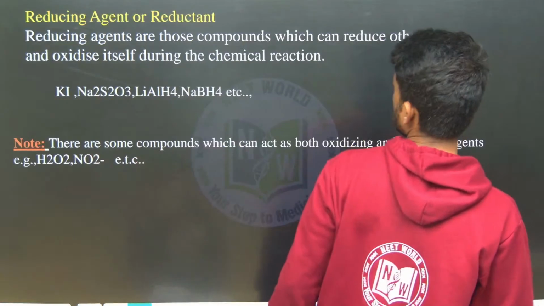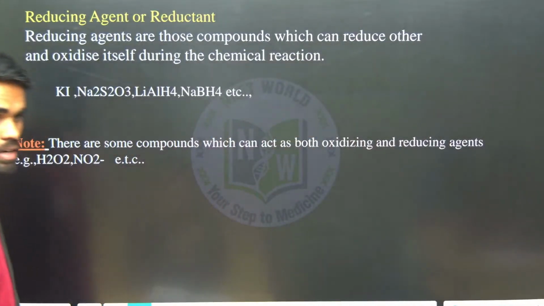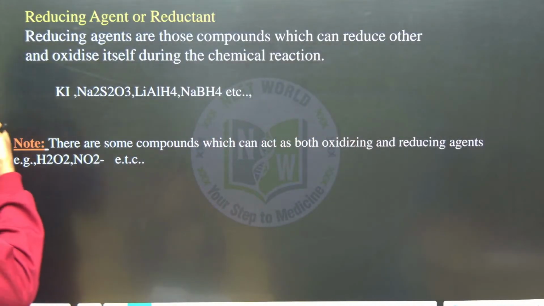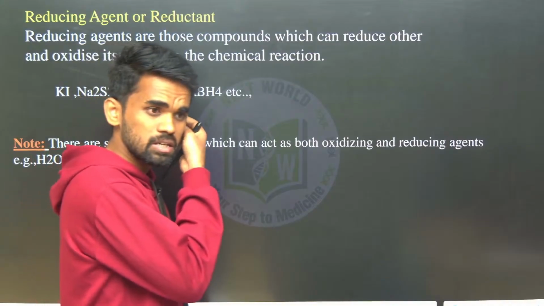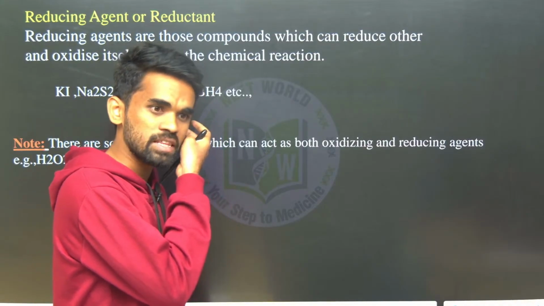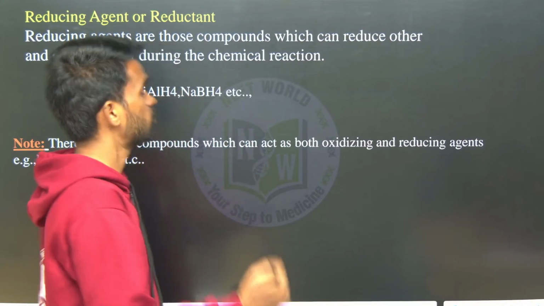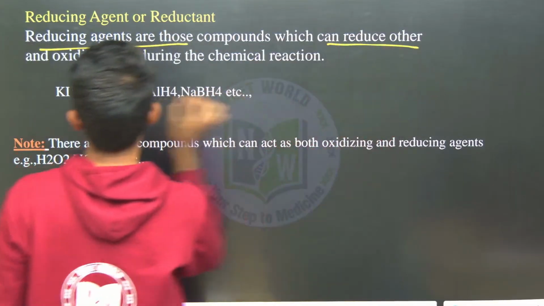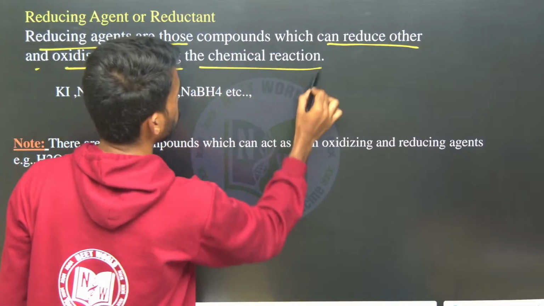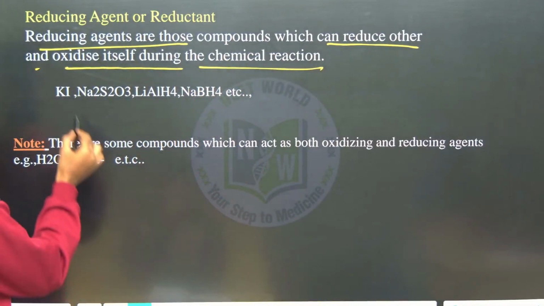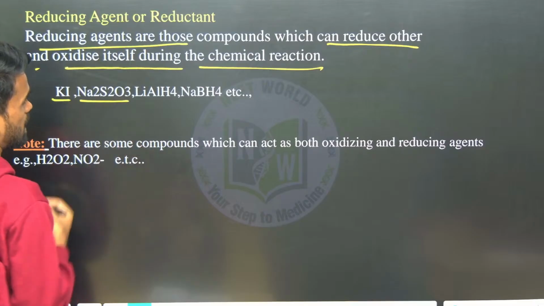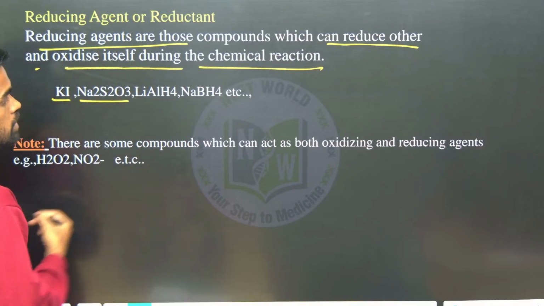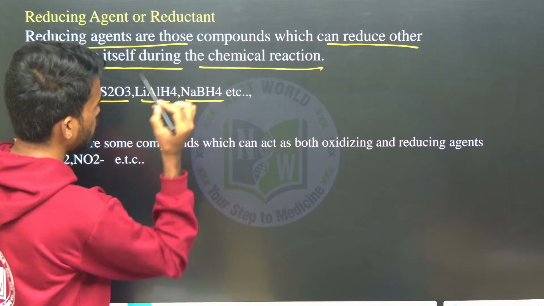Okay, and then the next term is reducing agent. Now how can you define this reducing agent? It reduces others and oxidizes itself. So reducing agents are those compounds which can reduce others and oxidize themselves during a chemical reaction. Here we have KI, hypo, we can say Na2S2O3, lithium aluminium hydride, sodium borohydride.